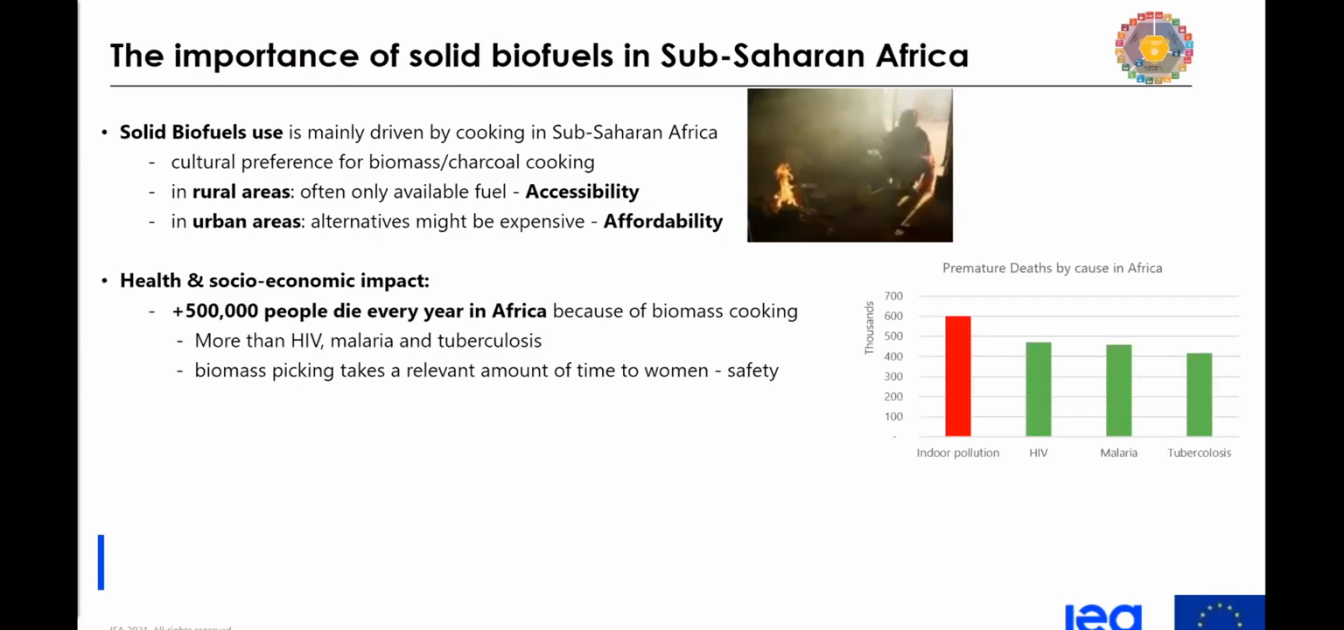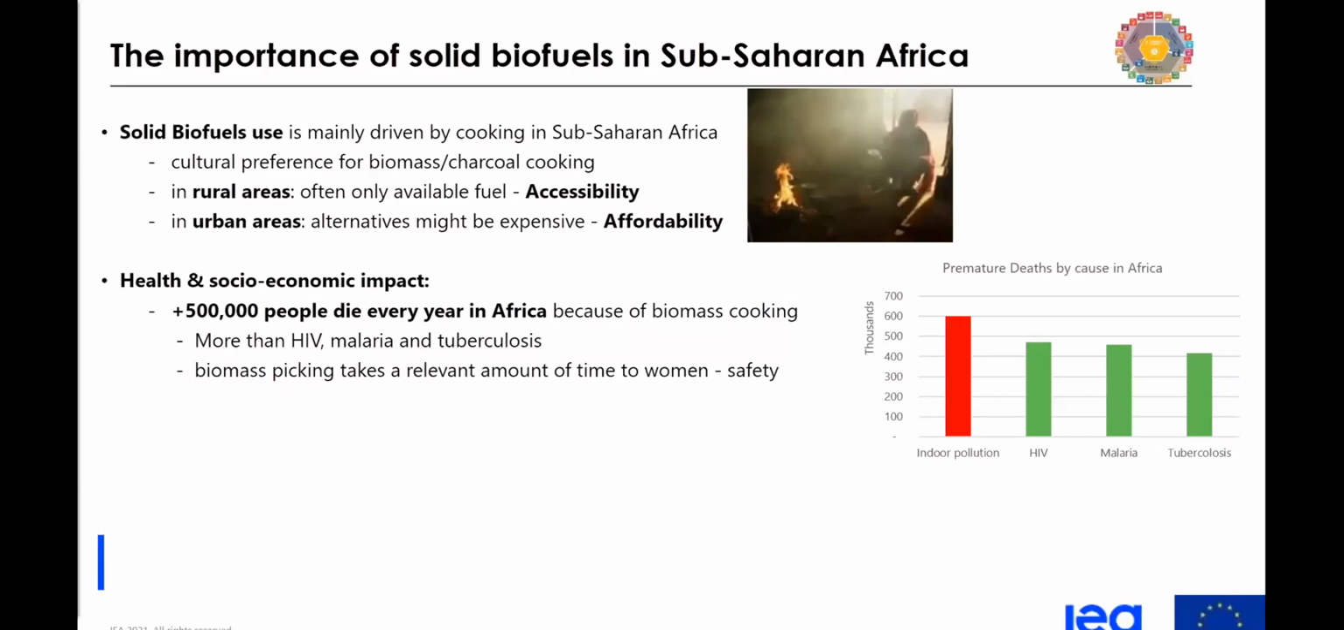In urban areas, even if modern fuels can be accessible, we might have the issue of affordability as these modern fuels are more expensive than wood. So even if alternatives exist, people still continue cooking using biofuels. Now let's see what are the impacts of using solid biofuels. The use of solid biofuels is not without consequence for the health of the population. Studies have shown that more than half of a million people die every year from pollution from biomass cooking. This is more death compared to diseases such as HIV, malaria, and tuberculosis.